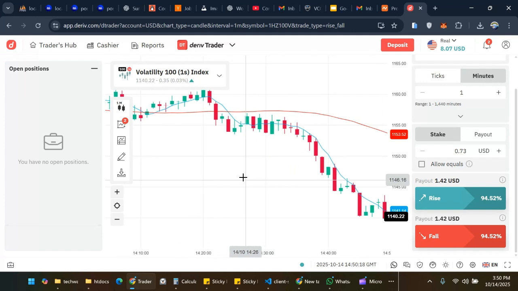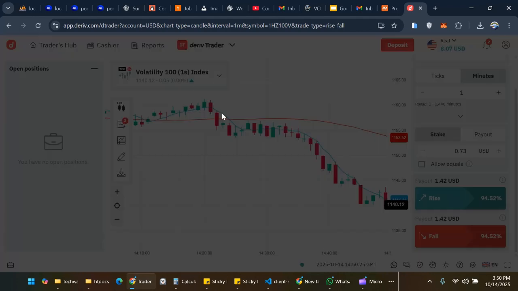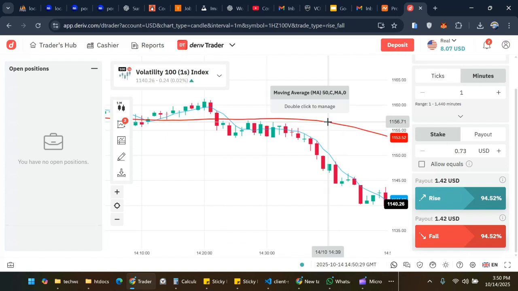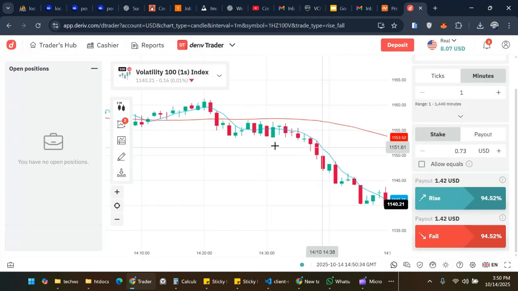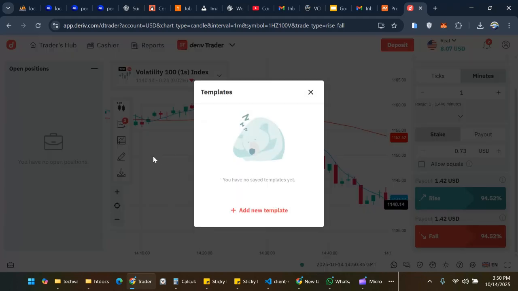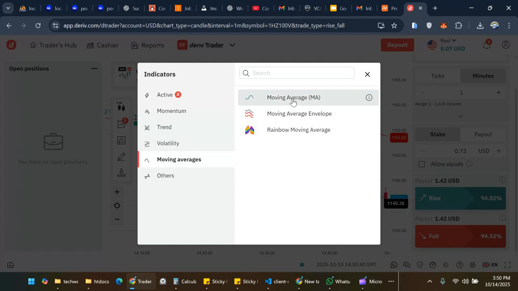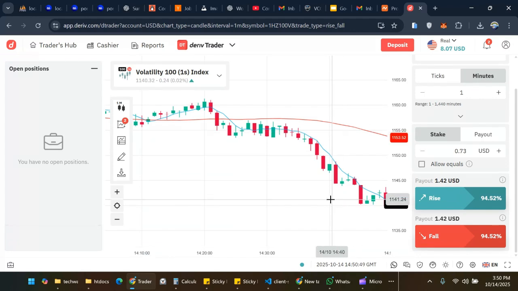Now let me start from here. Look at this. From here, you see the candles were forming. This blue line is moving average 5, while this red line is moving average 50, simple moving average 50. If you want to add it, just come here, go to moving average, add it. You will see it under active here, then you can change it. Just simple moving average, 5 and 50. Simple. Don't complicate things.